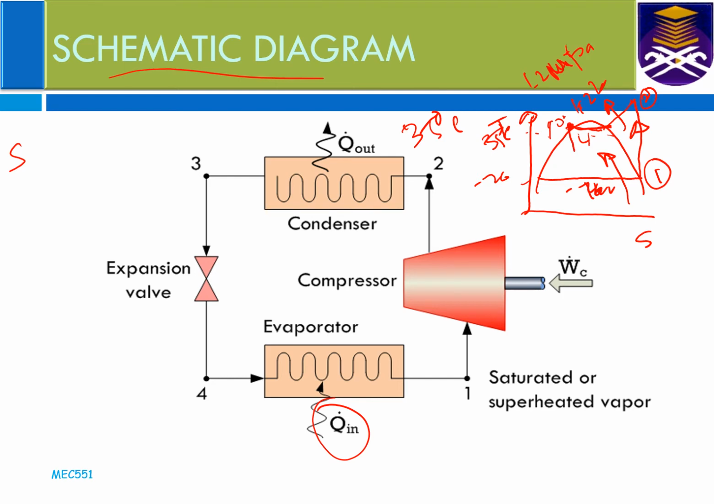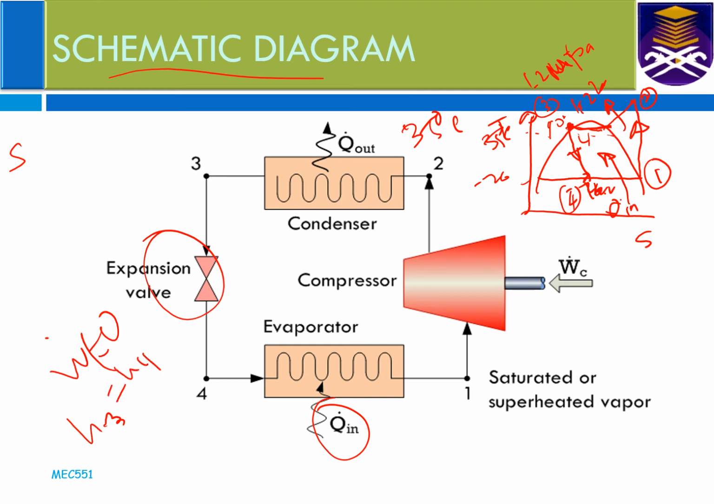and finally the refrigerant returns through the expansion valve. So 1, 2, and then 3, and finally 4, and this is Q in. This is the expansion valve. In the expansion valve there is no work. Thus, the enthalpy H3 is equal to H4.